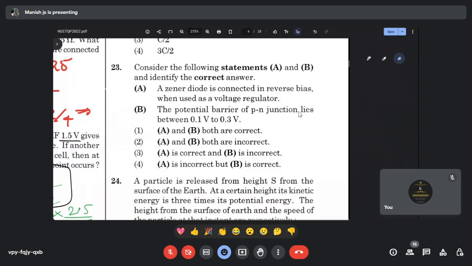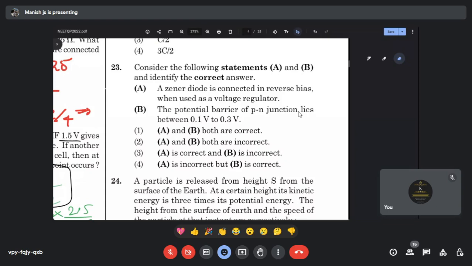So I will just erase this to make things clear. Yeah. So now you can see the question clearly. So இதை read பண்ணிட்டு யோசிச்சு எனக்கு சொல்லுங்க. Assertion, I'm just reading it for you. A Zener diode is connected in reverse bias when used as a voltage regulator. This is the assertion. சரிங்களா? And statement B, reason, instead of reason, you can take it as statement B. The potential barrier of PN junction lies between 0.1 volt to 0.3 volt. So ரெண்டு statement கொடுத்திருக்காங்க. Assertion like reason மாதிரி தான், அந்த format தான்.